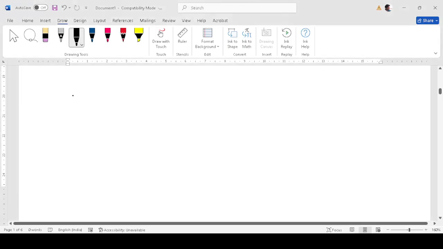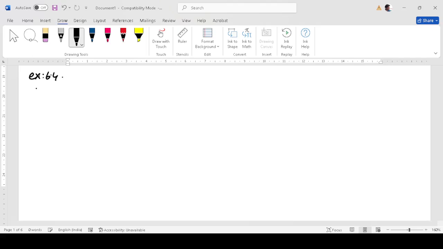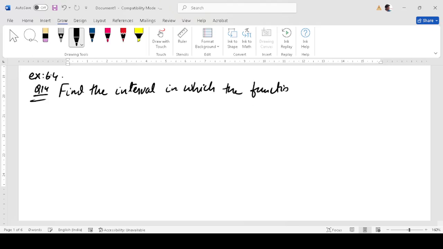Hello everyone, we are still on exercise 6.4. The next question we are going to take is question number 14. It is saying find the interval in which the function f(x) equals x square e power minus x is increasing.